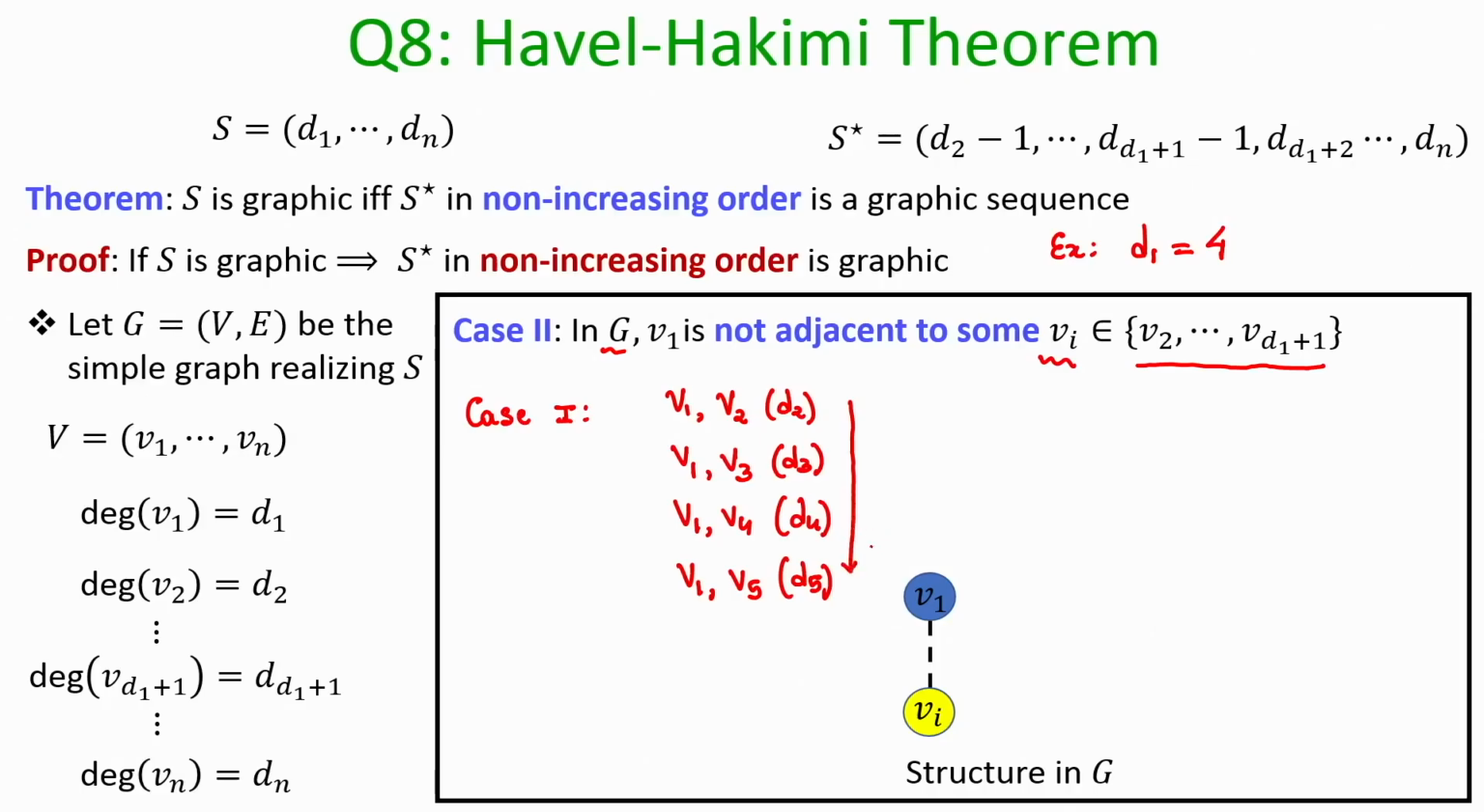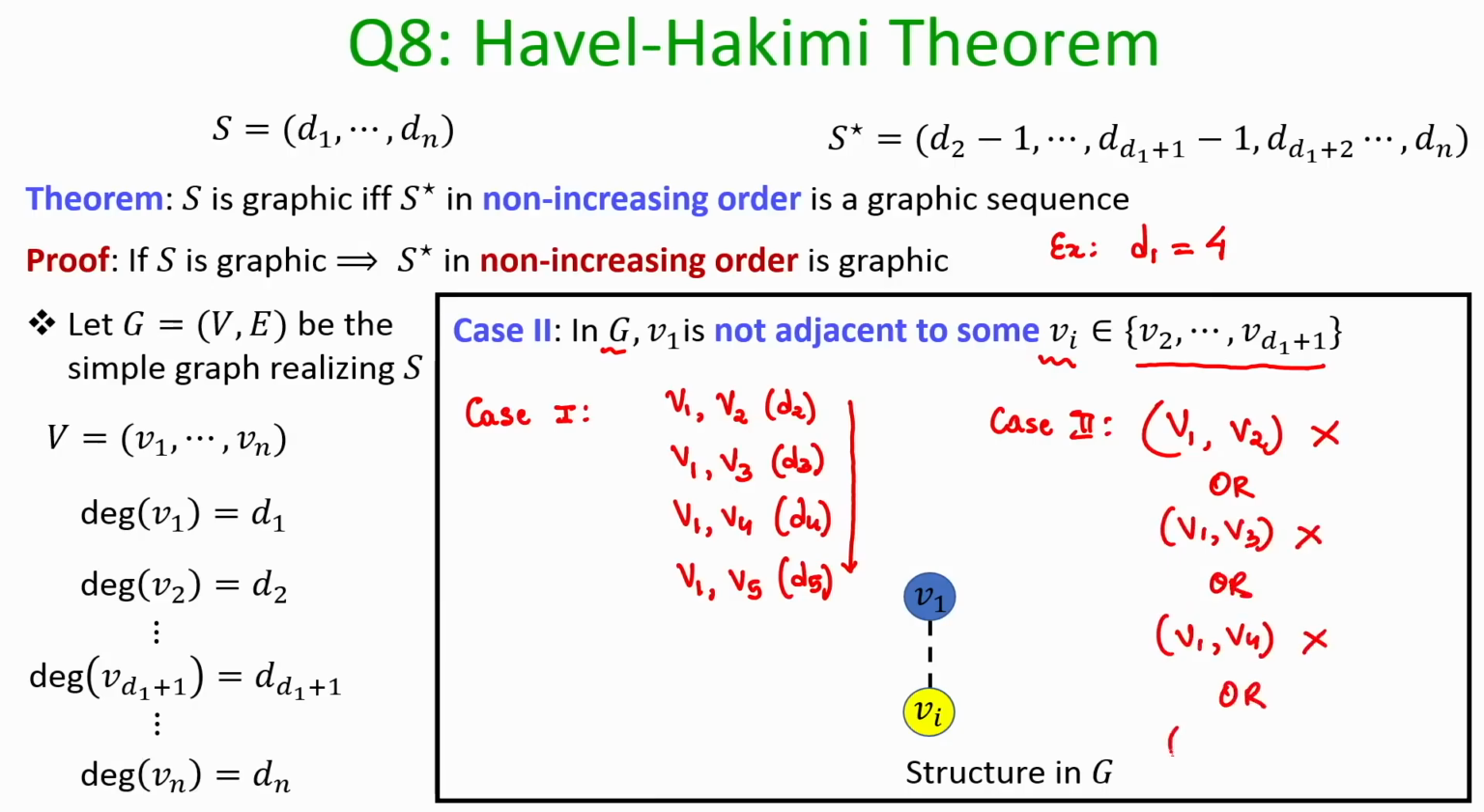That was happening in case 1, but in case 2, what is happening is your degree D 1 is still 4, but either the edge between V 1 and V 2 is missing, or the edge between V 1 and V 3 is missing, or the edge between V 1 and V 4 is missing, or the edge between V 1 and V 5 is missing, where V 2, V 3, V 4 and V 5 are the vertices with degree D 2, D 3, D 4 and D 5 in the graph G respectively. Okay. So, now I can't run the same argument which I used in case 1.